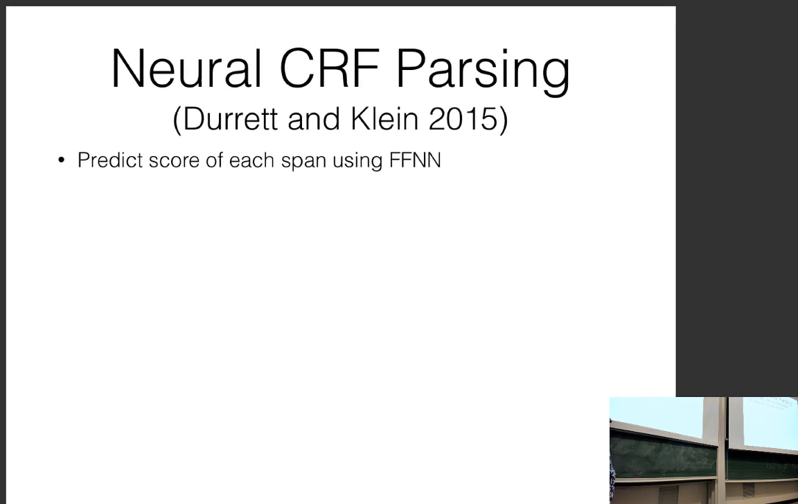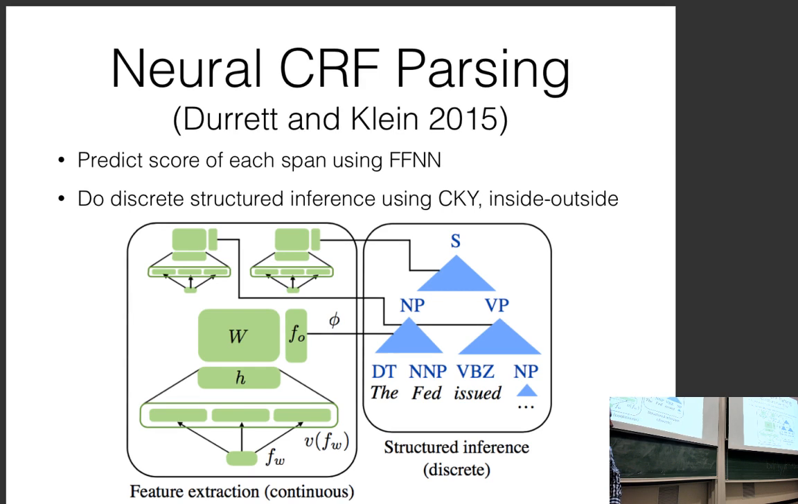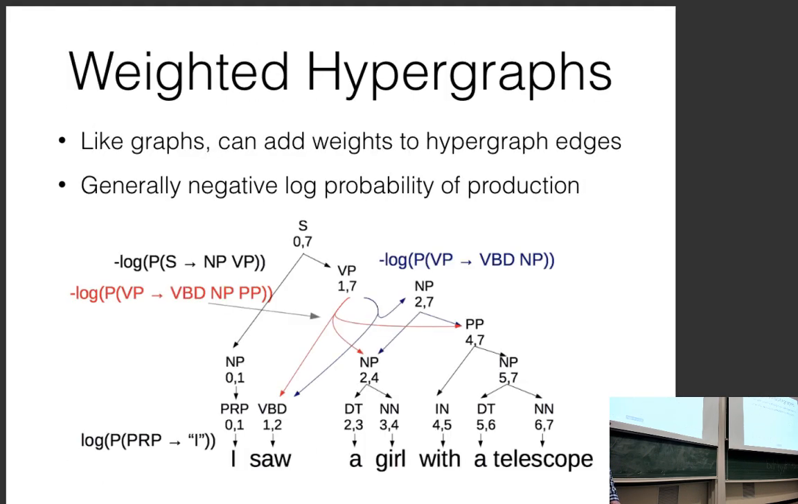So for example, what can we do? We can predict the score of each span using maybe a feed-forward network or maybe an LSTM or something like that. And then we can do discrete structured inference using the CKY and the inside-outside algorithm. So this is a paper from 2015, so they didn't just throw an LSTM at it because we didn't throw an LSTM at it until 2016. So what they did was essentially they had templates and they did neural feature combination over the templates. But the basic idea is essentially these probabilities that we calculate over each edge are calculated with a neural network.